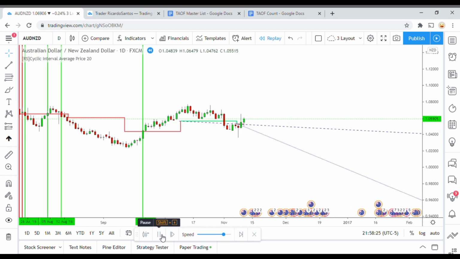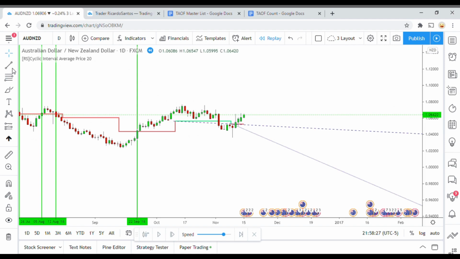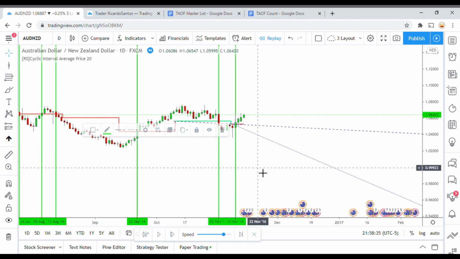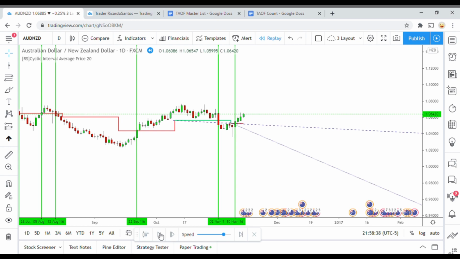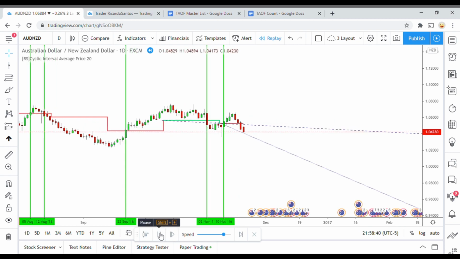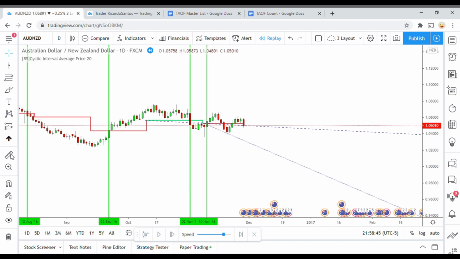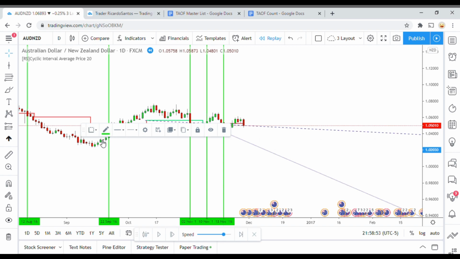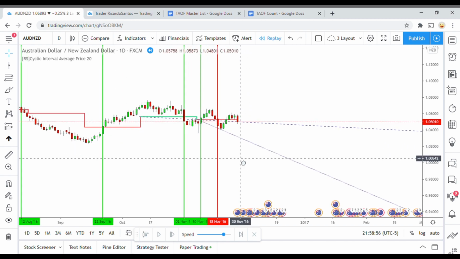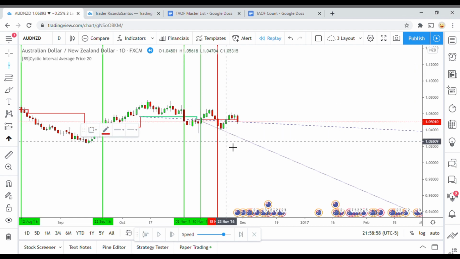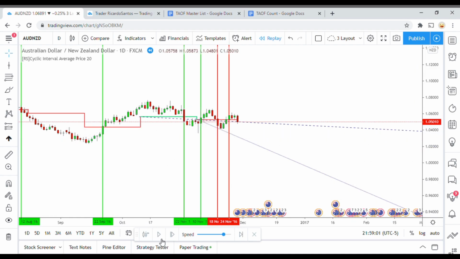Let's see, now we got a break to the downside. Looks like it did pretty good. And a break to the upside here. Also looks like it was able to get us to take profit. This one, on the other hand, nope, was not. And neither was this one.